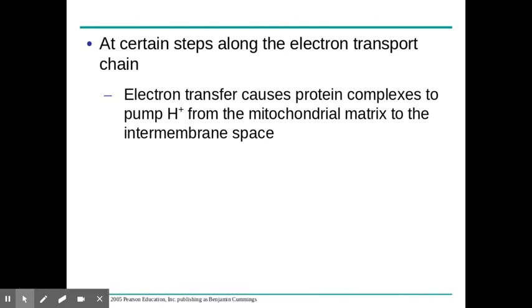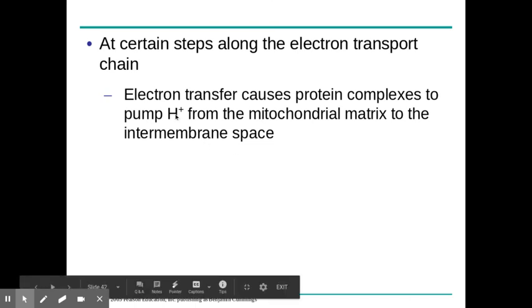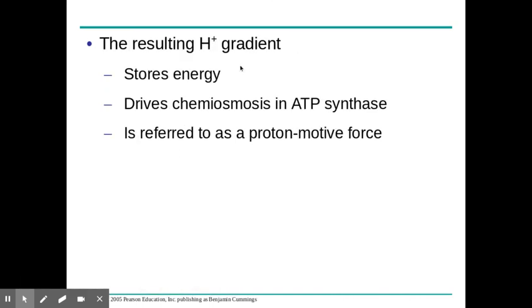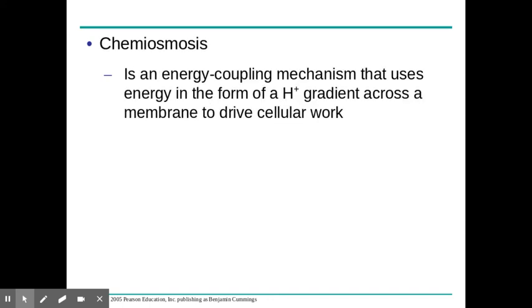So at certain steps along the electron transport chain, there will be that pumping of hydrogen ions from the matrix into that intermembrane space. This is creating that high concentration. So the resulting gradient has a lot of energy in it, and that's what drives chemiosmosis. We're going to use the energy from the electron to make this gradient, and then we're going to move that through ATP synthase to make ATP. That whole process, the creation of the gradient and then the moving through ATP synthase, is chemiosmosis.